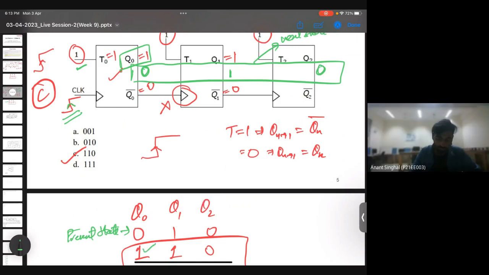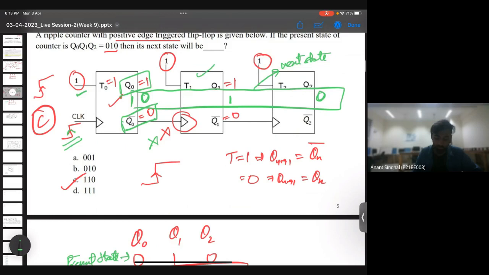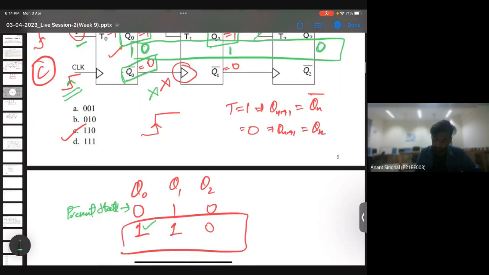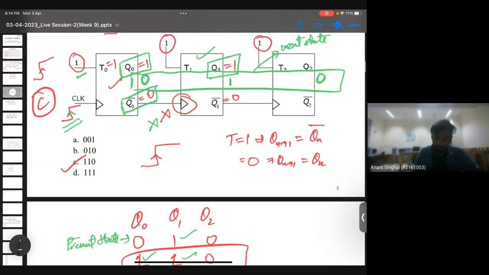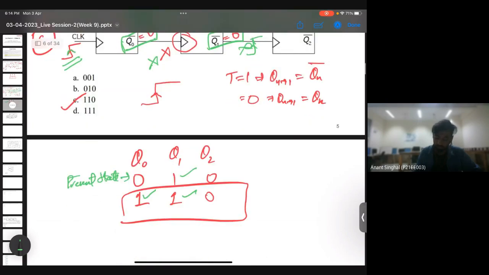Since this is 1, Q0 bar will be 0, right? So when it is 0, the next flip flop will not work, because it is a positive edge triggered clock. Q0 bar equals 0 will not make this flip flop work. So whatever the state was before, it will remain the same. So Q1 will remain as it was, which I have written as 1. Then again Q1 bar will be 0, so this will not work since there is no positive edge here. Whatever the previous state was will remain the same, so it was 0 initially, and I have taken it as 0.